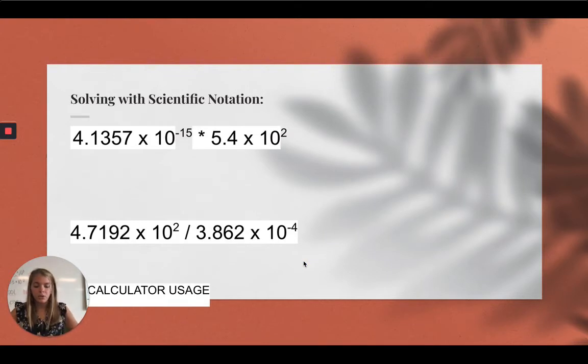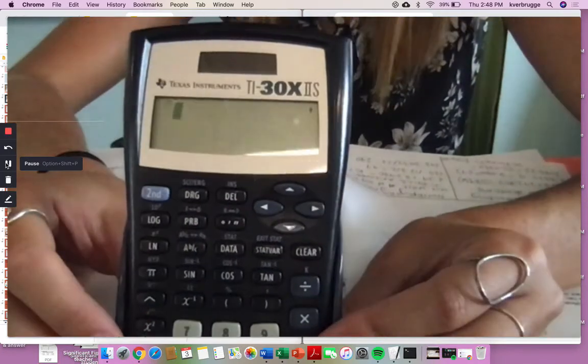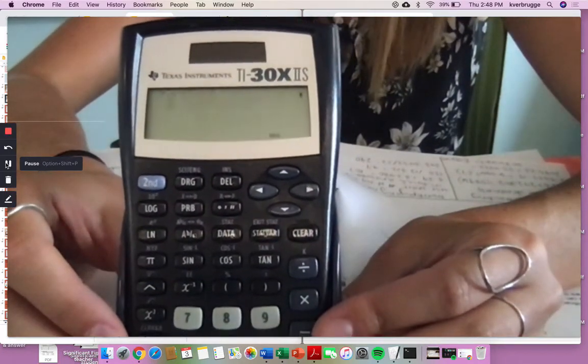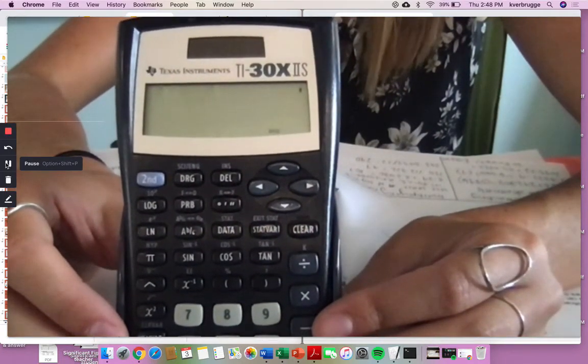Something I'm going to show you how to do next is solve with scientific notation. So I want to show you how. Alrighty, so I'm going to show you how to type these numbers onto your calculator so that you can succeed when solving with scientific notation.